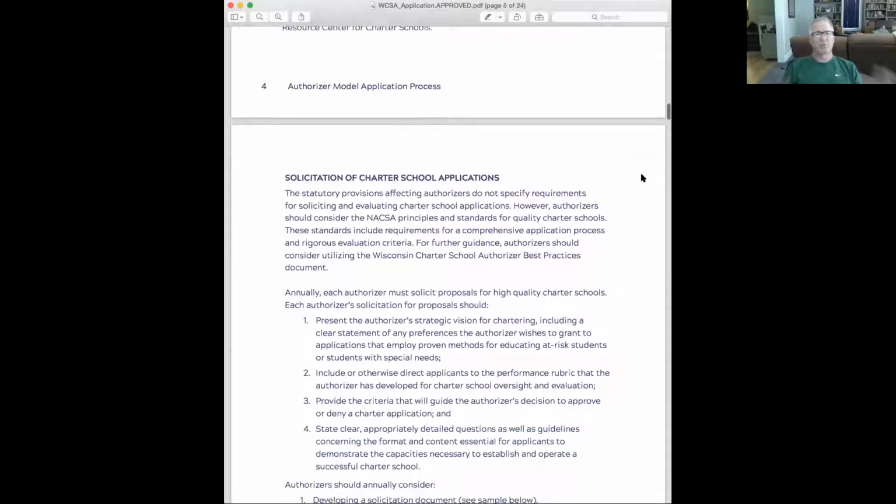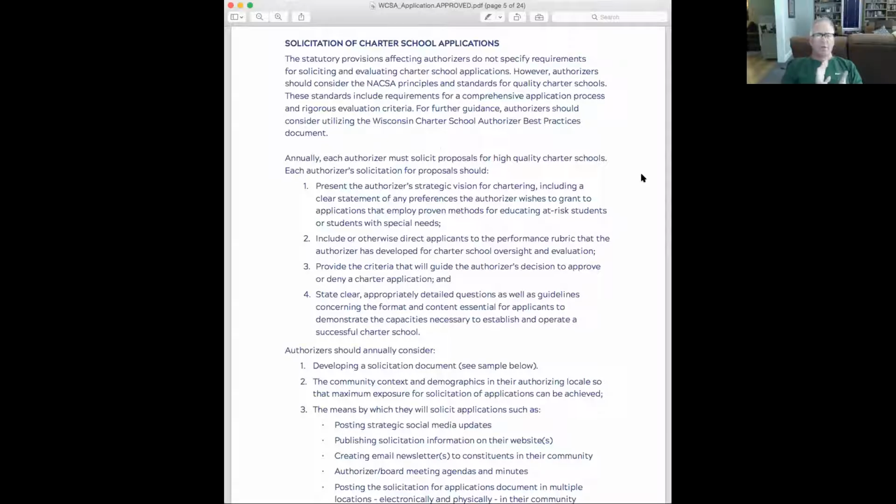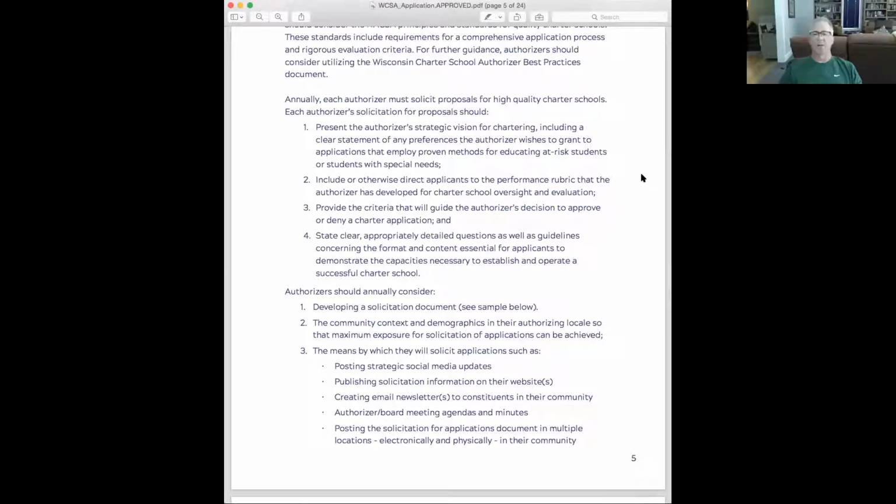The first section really deals with solicitation of charter school applications. And this one basically takes the NACSA principles and repeats a few, but then also condenses them into some things that are very relevant for Wisconsin, puts them into some statements that I think authorizers or districts can use as checkpoints. Are we doing this? Do we have this in place? Things like that, that would say, we are a district and we will entertain charter schools that will do the following things for the children in the community and our families in our district.